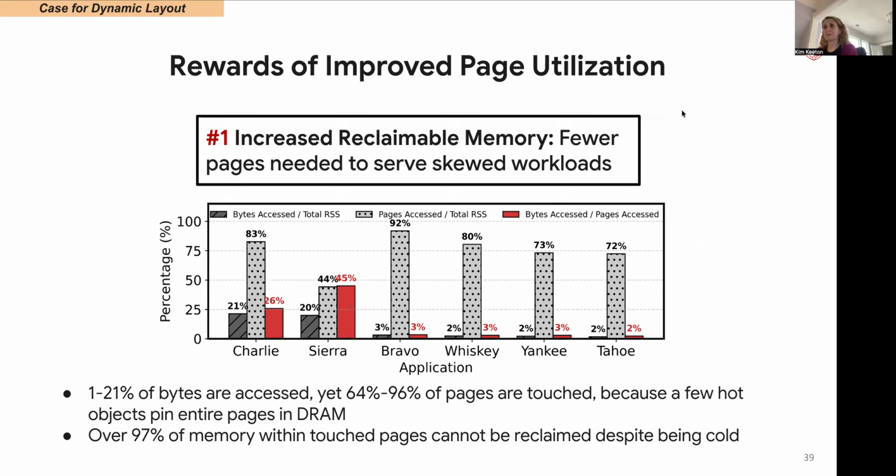And we can see Bravo, Whiskey, Yankee has like 90%, 80% utilization of resident memory. And the OS thinks, oh, this is a very hot application. But when we look at the dark bar, the bytes accessed per total RSS, we see only 3%, 2% of data being touched for the entire footprint. And the red bar on the right side is showing the total bytes accessed of all the pages that are accessed. So this further reinforces our claim that objects are scattered across your address space, and it creates this notion that there is a lot of memory demand and need, but that's not reality at all.